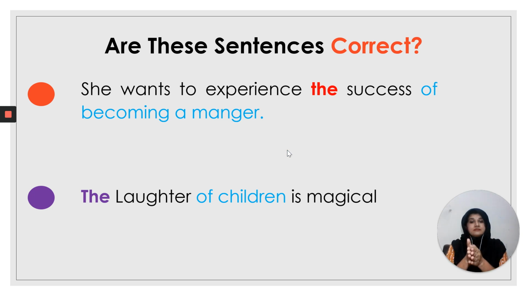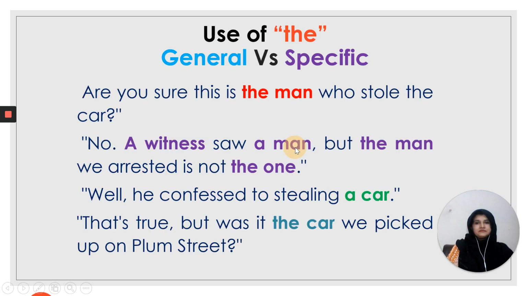Yes, if it is a general expression like "Laughter is magical," then obviously we don't need any article here. But if we say "the laughter of children," we have specified the laughter. Whose laughter? Of children. Then it becomes compulsory for us to make use of the article "the", right? I hope you got the understanding.